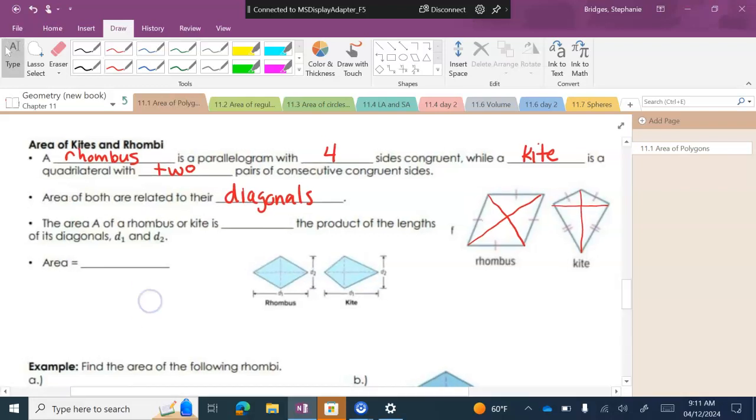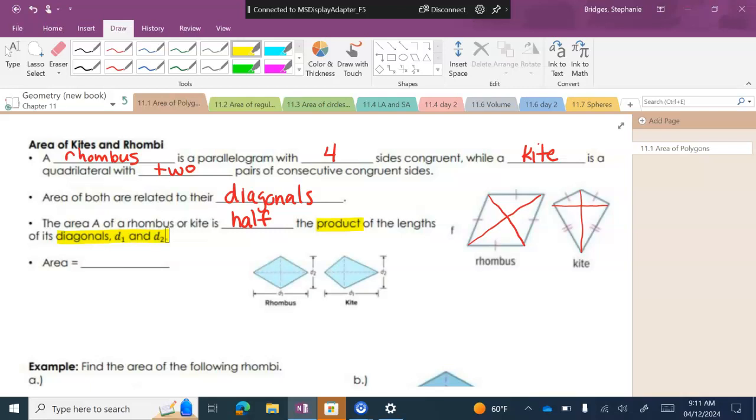The area of a rhombus or a kite is half the product of the diagonals. What does it mean to find the product? Add, subtract, multiply, divide. Product means multiply, okay? So it's your two diagonals.